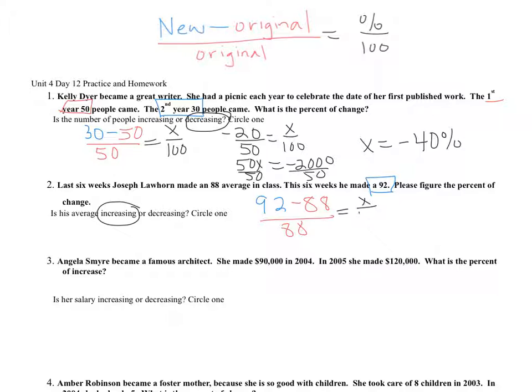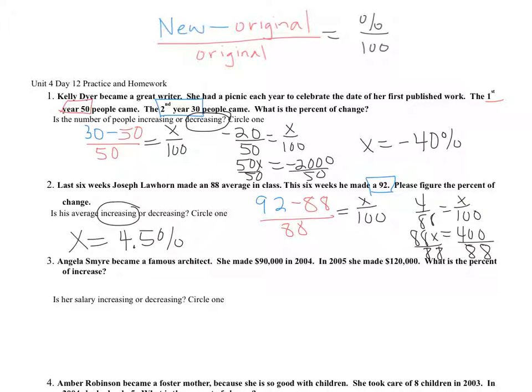Equals x over 100. 92 minus 88 gives you 4. Cross multiply. 4 times 100 is 400. 88 times x is 88x. Divide both sides by 88. And you should get a percent increase, I'll write it over here, of 4.5%.